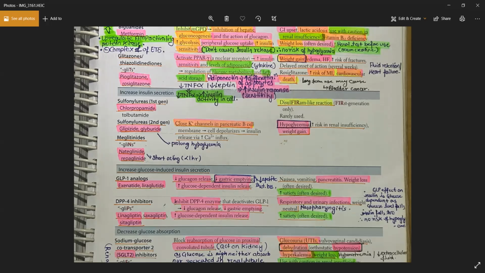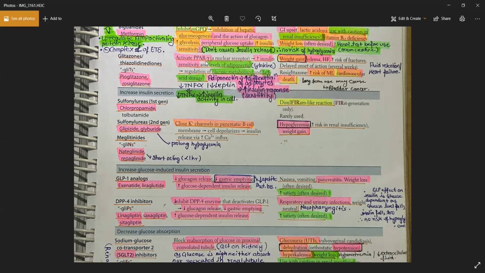Then comes the glitazones or thiazolidinediones. These are rosiglitazone and pioglitazone. They activate PPAR gamma. Remember the PPAR alpha activators we have studied? Does anyone remember? Hyperlipidemia, and what drugs? Was it ezetimibe? No. Fibrates, gemfibrozil, fenofibrate. They activate PPAR alpha, and the glitazones activate PPAR gamma.